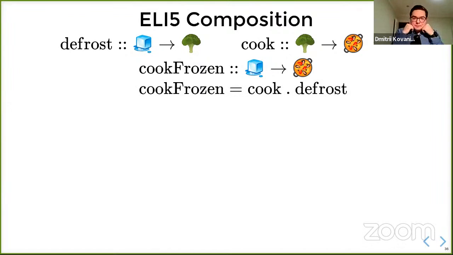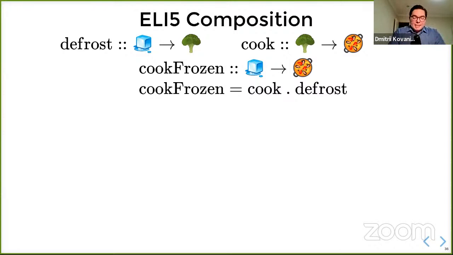And we can define our function using function composition. So we use this dot operator, this dot between two functions, and you read it from right to left. The first function written is cook, and the second is defrost, but actually it's the first function that will be run, the first action that will be performed is defrost. So we defrost our broccoli and we then cook them.